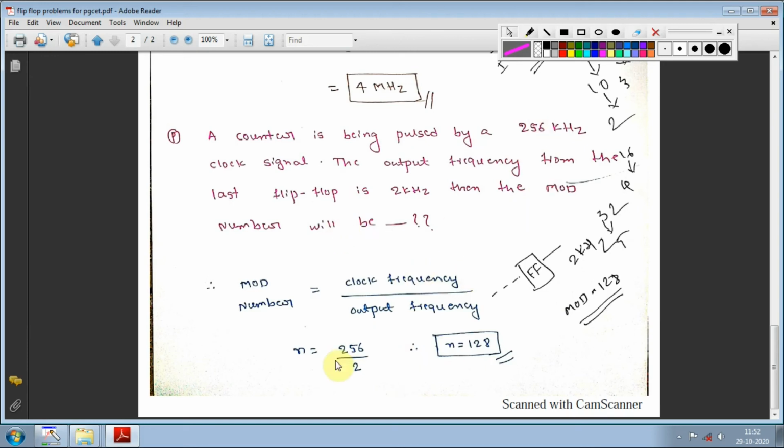So see, 256 divided by output frequency is 2 kilohertz. So 256 kilohertz will cancel, so that's why I have not written in this one. And 256 by 2, I know that 2 1s are 2, 2 4s are 8, so it will be n equal to 128. So it will be a mod 128 counter. So these are the few problems which are related to flip-flops, and in upcoming sessions we will be solving other important problems related to PGCET.